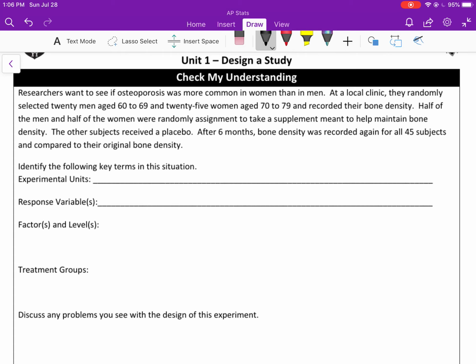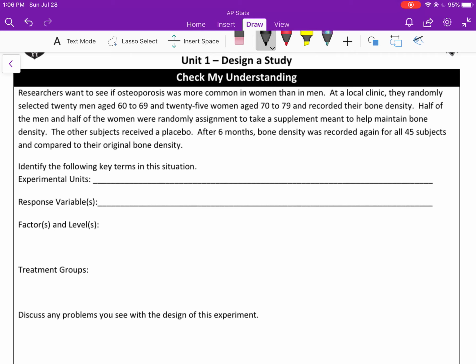Okay, so researchers want to see if osteoporosis was more common in women than in men. So osteoporosis is when your bones start to break down and have holes in them. And a lot of the reasons for this is because you don't have enough calcium. So make sure you get a lot of calcium at an earlier age so you can prevent this. At a local clinic, they randomly select 25 men aged 60 to 69 and 25 women aged 70 to 79 and recorded their bone density.